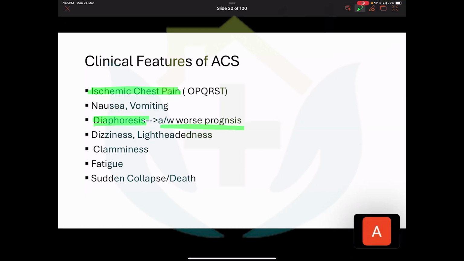And then unfortunately the patients can also present with sudden cardiac death, right? That is very unfortunate, but that occurs. Sudden collapse or death can also be the presenting feature. But do remember this diaphoresis thing. They have asked about diaphoresis in the exam, that a young patient with diaphoresis, something like this, what is the most likely cause? Obviously, they have not mentioned the ischemic chest pain.